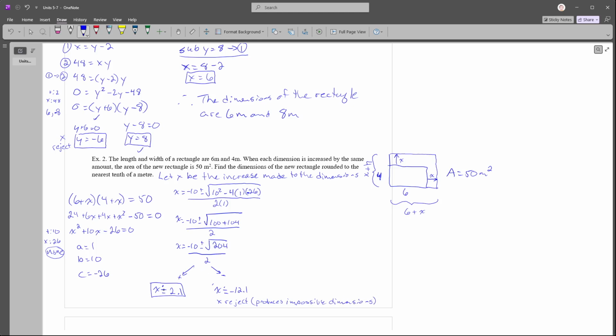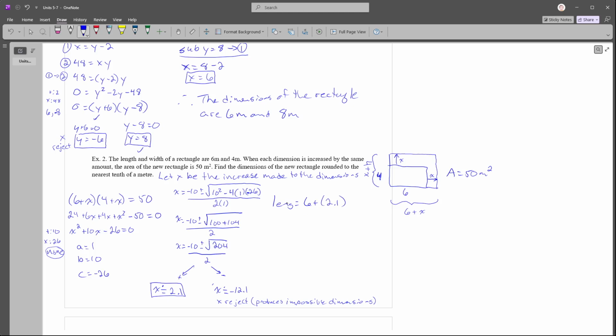There we go. So we know our increases, but the question was to find the actual dimensions. So that means we actually have to calculate each one. Well, that's okay. We have equations for both of those. So the length, we're just saying the length. So the length is just going to be equal to 6 plus x. What is x? x is 2.1.